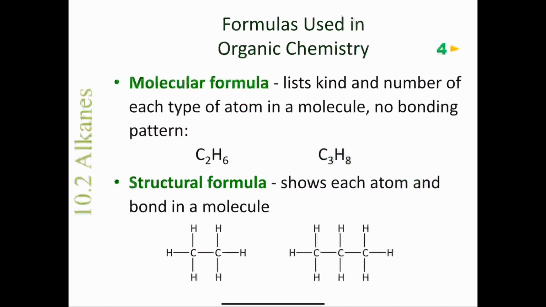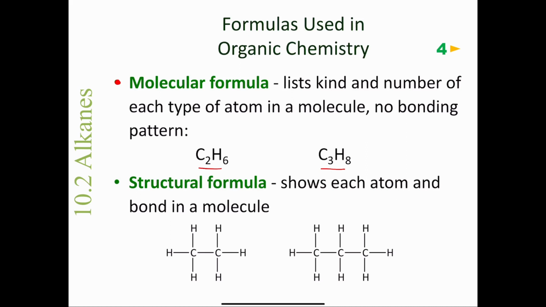In order to relate the structures of organic compounds, chemists use a variety of formulas. First of all, you should know what a molecular formula is. A molecular formula simply lists the kind and number of each type of atom in a molecule, but it doesn't tell you anything about the bonding pattern. So it doesn't tell you anything about the actual structure or the way the atoms are put together. Say, for example, I have C2H6 or C3H8. These are simply molecular formulas, and they, again, don't tell you anything about the way the atoms are connected together.